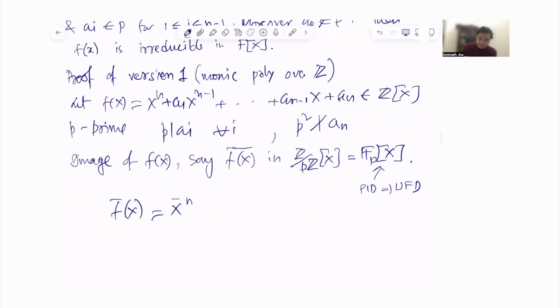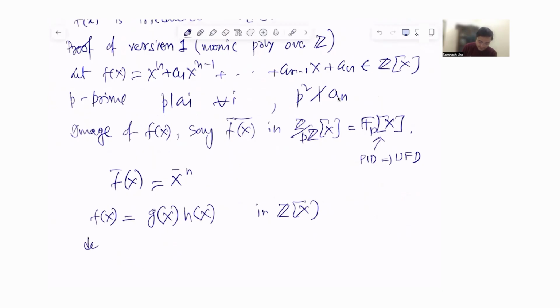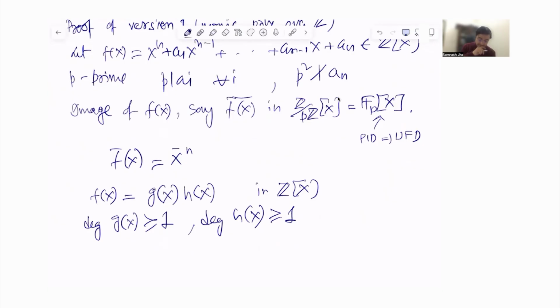On the other hand, let's say f(x) is not irreducible, if f(x) equals g(x) into h(x) in Z[x], and let's say the degree of g(x) is greater or equal to 1, and the degree of h(x) is greater or equal to 1. Because it's monic, we can assume both of them have degree greater or equal to 1.